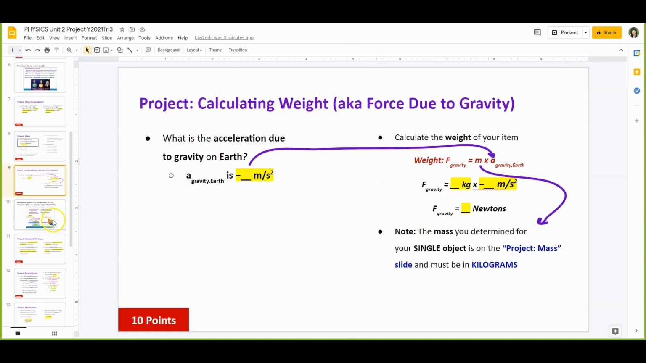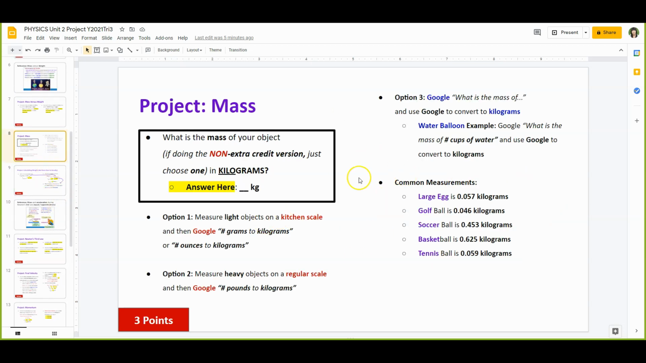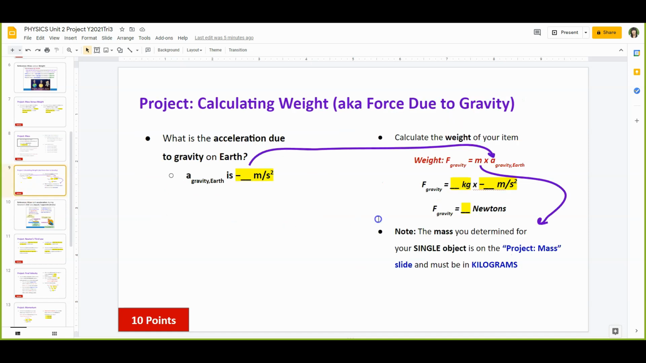Then what you're going to go ahead and do is calculate the weight. Again, weight includes gravity. Mass will always be the same. Kilograms is always the same. But when we talk about weight, we actually do need to include gravity. So the acceleration due to gravity on Earth, I'm going to tell you right now, is negative 9.8 meters per second squared. So please copy this number. Negative 9.8 meters per second squared.